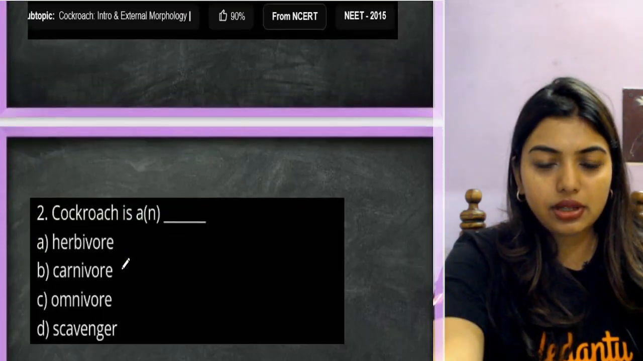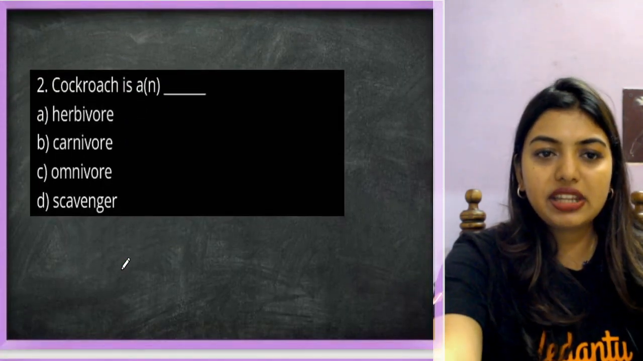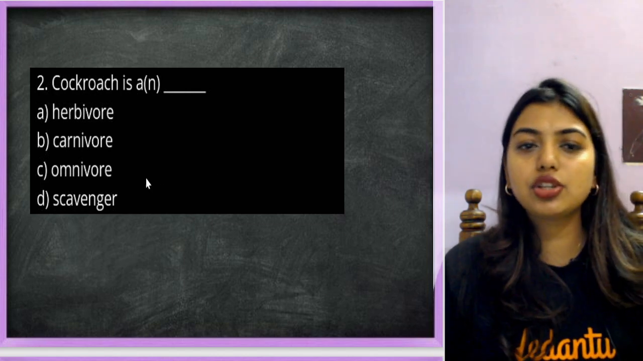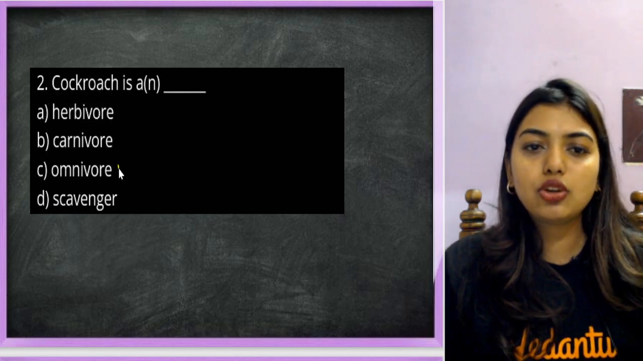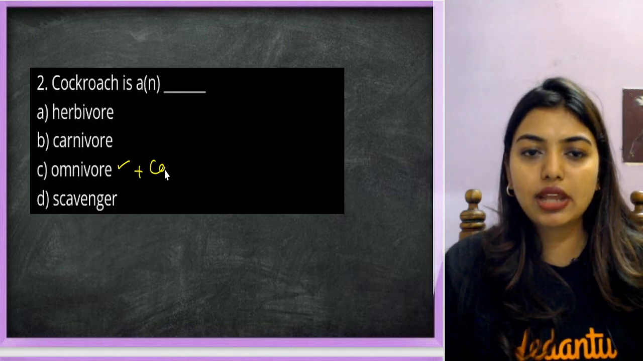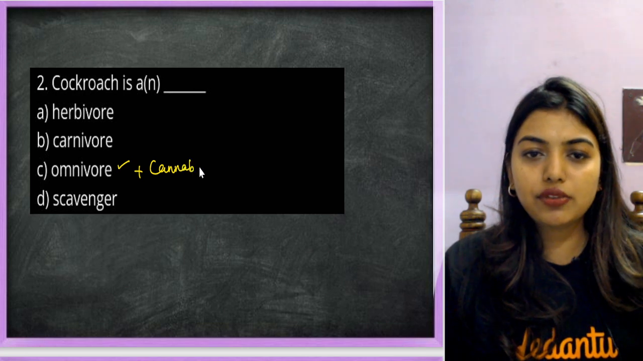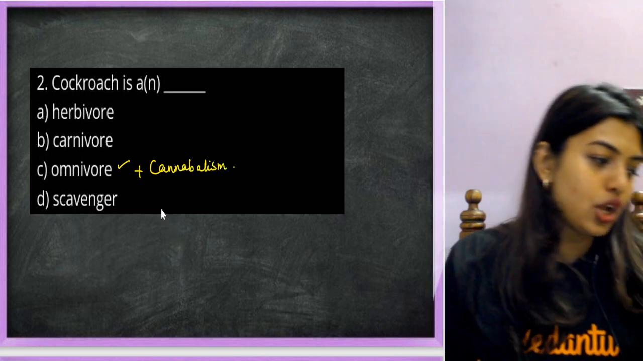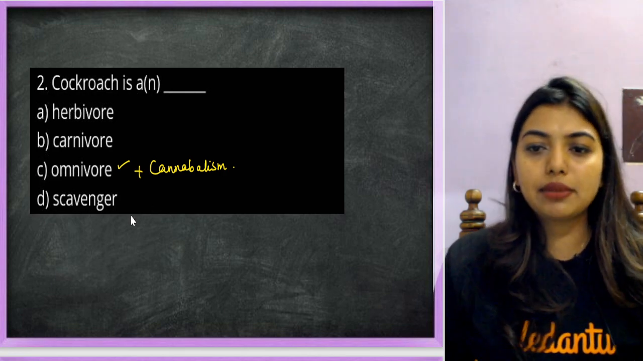Yes, very good. Now, this is a very easy question. Herbivorous, carnivorous, omnivorous, scavengers: they are omnivores, plus they can show cannibalism. Not always, but sometimes they do show cannibalism, where they will consume their own species. Clear? Cannibalism is C.